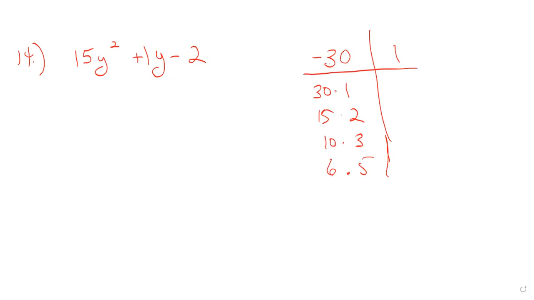So, looking at this, I think the only way that we're going to add to be 1... 31 is not going to do it. 15 and 2 is not going to do it. 10 and 3 is not going to do it. It's got to be 6 and 5.